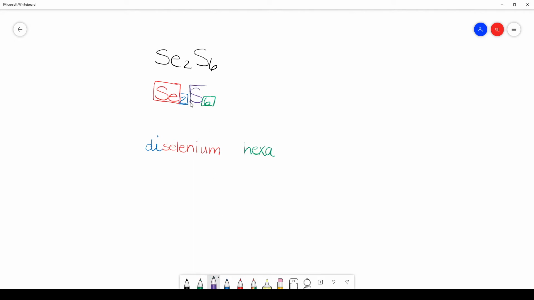And our second element, S, is sulfur. We write that as root plus ide, so it becomes sulfide. And the name of our compound is diselenium hexasulfide.